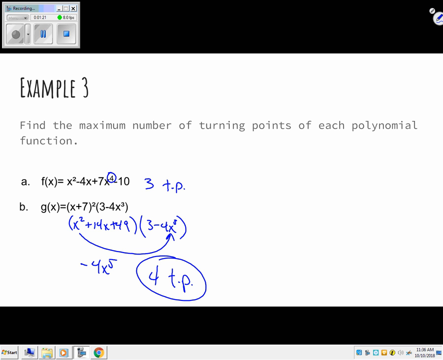Make sure you're looking for that highest degree, and I did a little bit of multiplying on this part B right here to get the highest exponent. But anything else I multiply out on this would not give me an exponent as high as 5. So I'm feeling pretty confident with my 4 turning points on that.